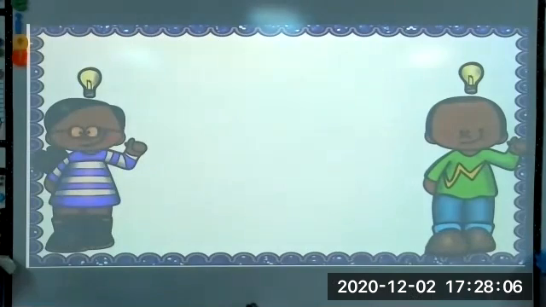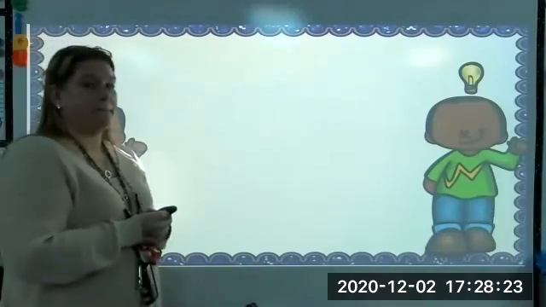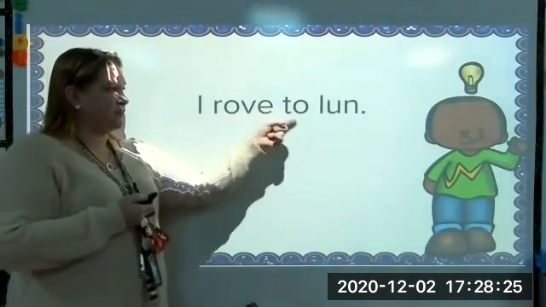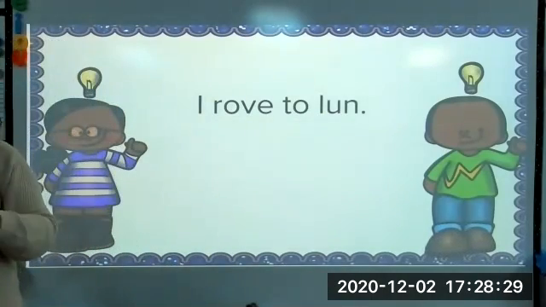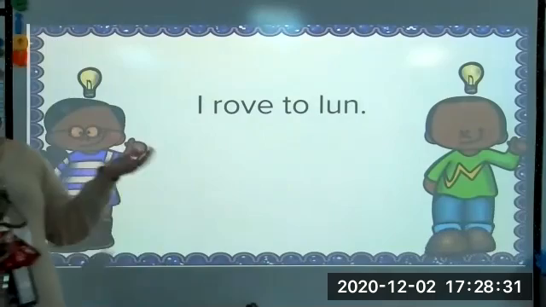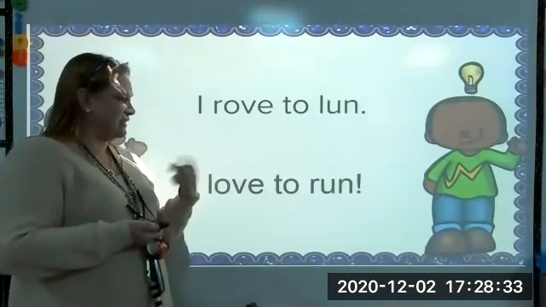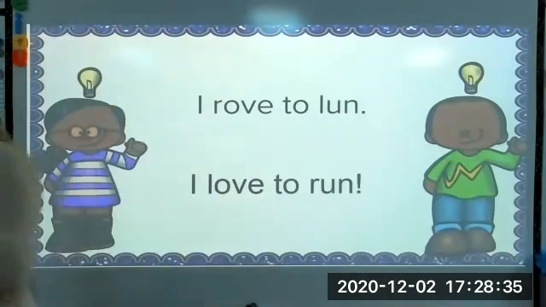All right, our spoonerism for today is I rub to lun. And this one's a little harder. You have 4 words this time. I rub to lun. Do you think you need to see the words? I rub to lun. So the new word, the spoonerism's real word, is I love to run.